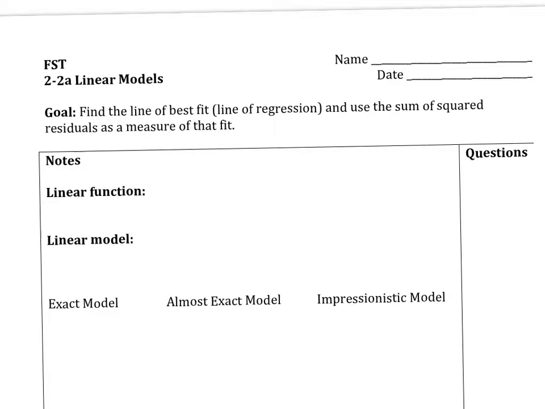All right, so what we're going to talk about today is linear models. And we get to talk and do lots of technology this entire chapter. So we're going to find the line of best fit, which is also called the line of regression, which is also called the trend line. Okay, so we talked about the types of models we have. And we're also going to use something called the sum of the squared residuals, and we'll do that later.